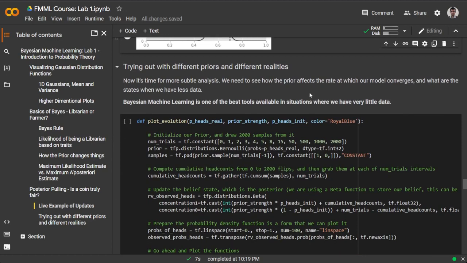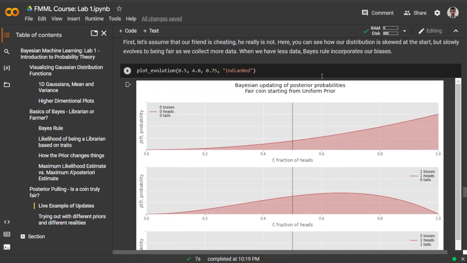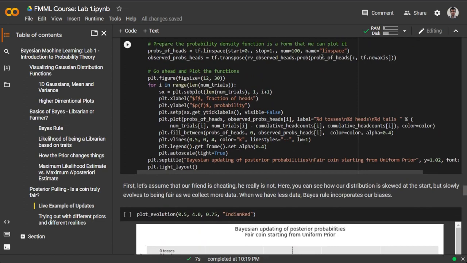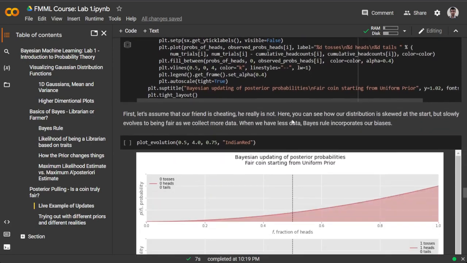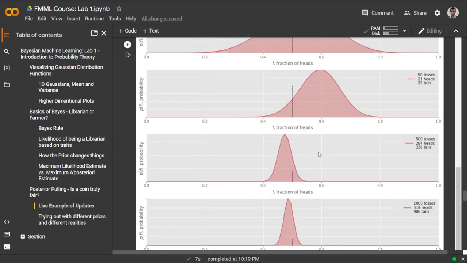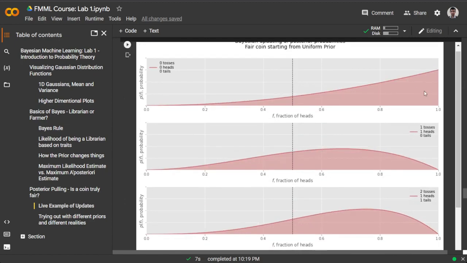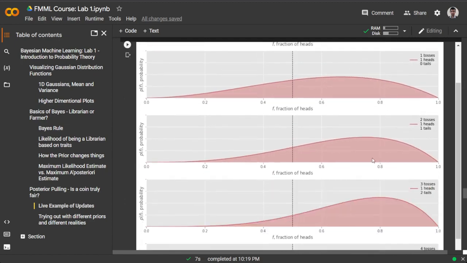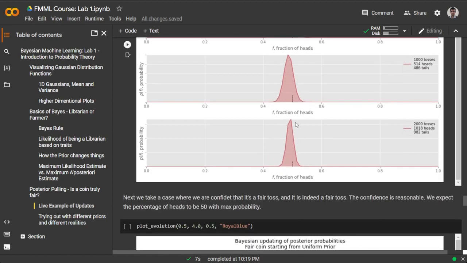So we can try this out with several different priors, and in these examples we have shown how the different priors affect the posteriors. First, we start off with a fair coin. Sorry, the plot titles are correct. So we have a fair coin with a biased prior. Initially, we believe that we would have more heads than tails, and slowly we keep on updating, and we converge to the fact that yes, it is somewhere around 0.5.